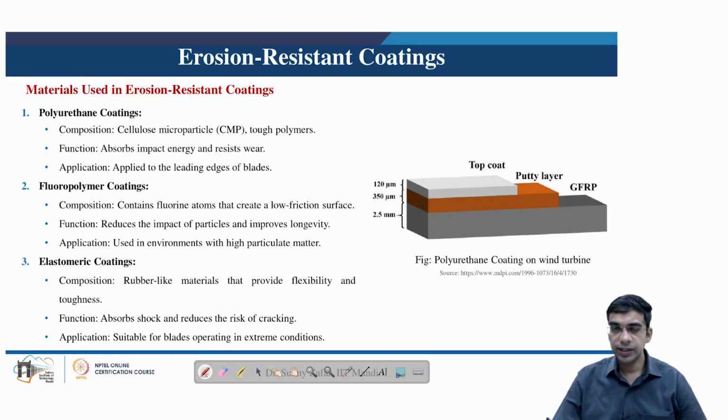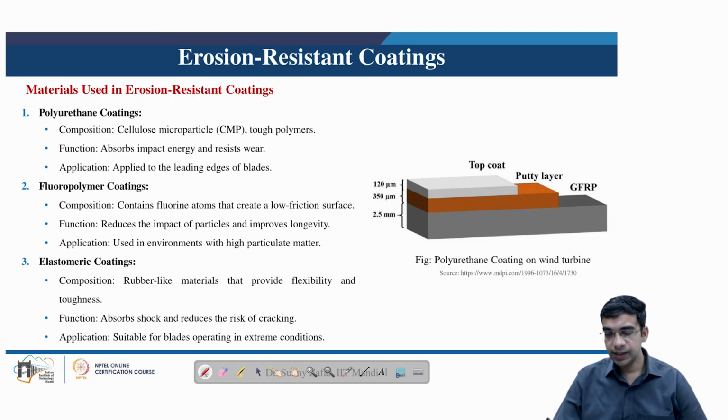Elastomeric coating generally consists of a rubber-like material that provides flexibility and toughness. The function of this coating is to absorb shock and reduce the risk of cracking. So these are suitable for blades which are operating in extreme conditions.